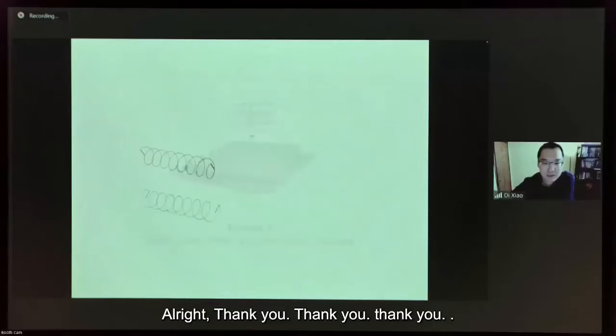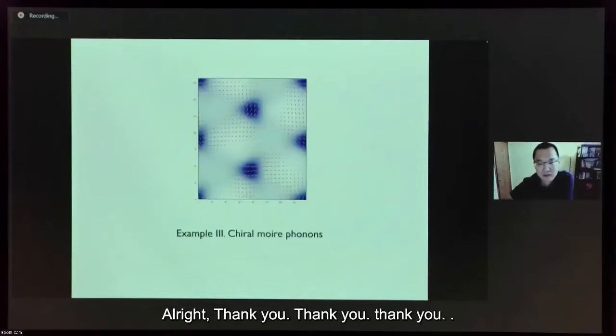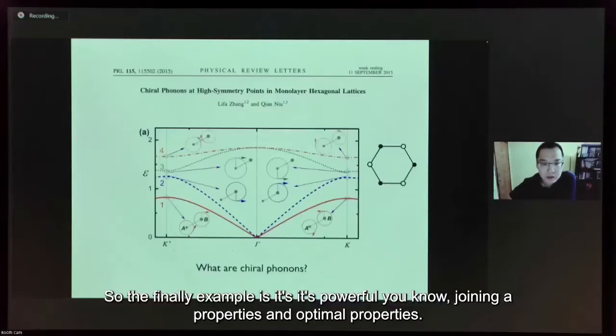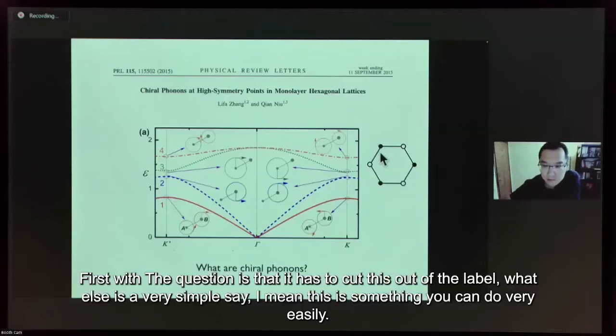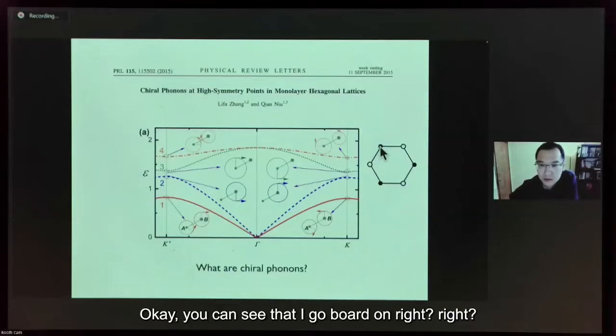All right, let me move on to the final example, which is chiral phonons. We have been talking about electronic properties and optical properties, and we can also look at phonon properties. First, the question is: what are chiral phonons? It's actually very simple, and something you can do fairly easily. You can consider the honeycomb lattice, like boron nitride, for instance.